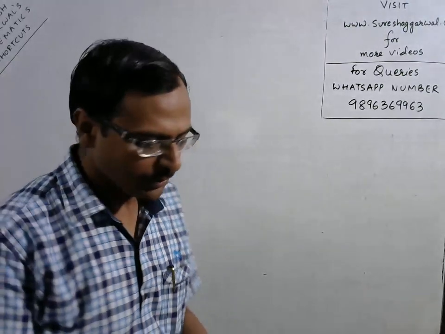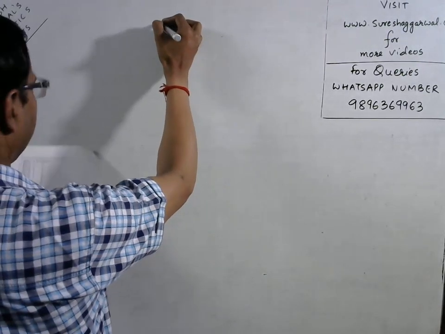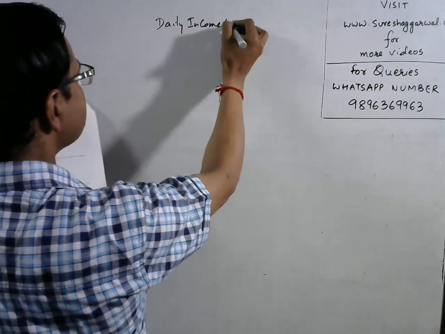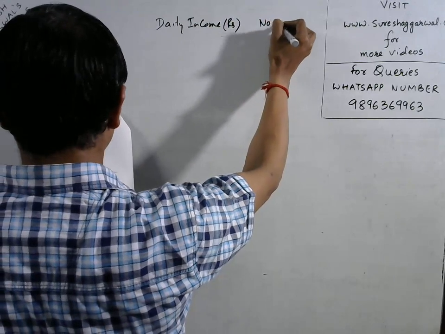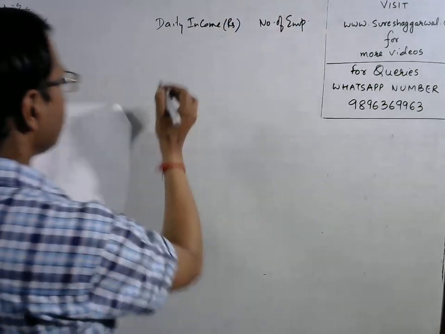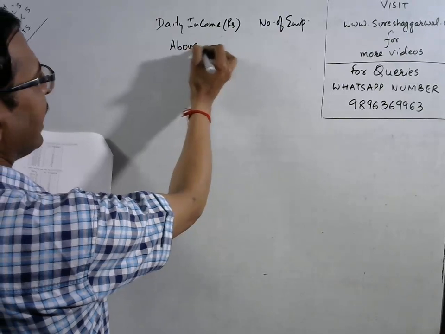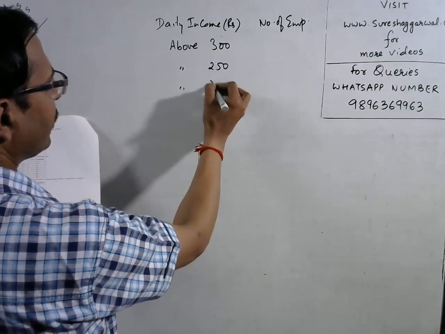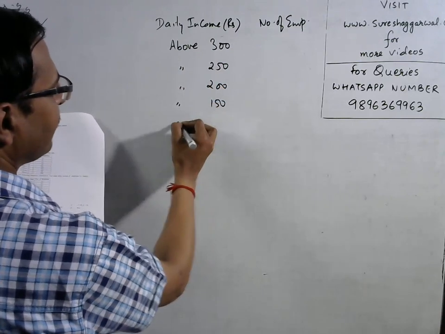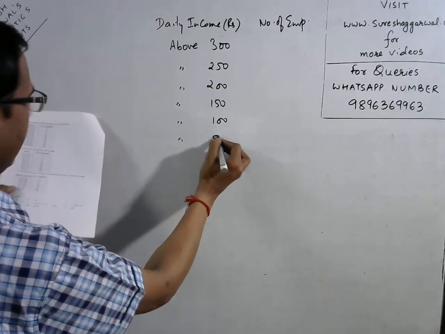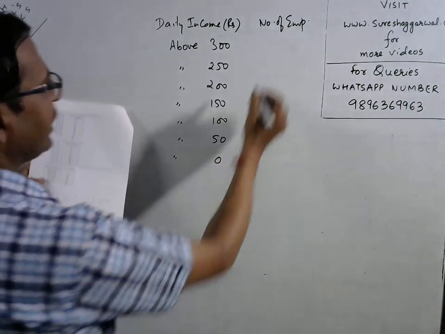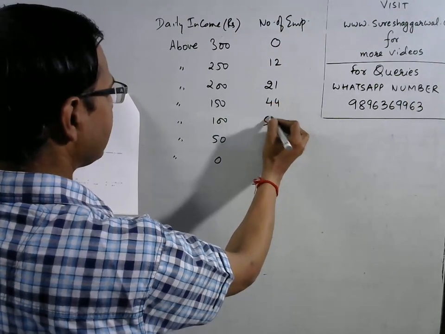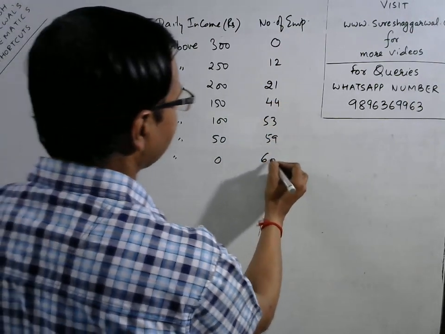So I'll have a question here also. See, again I have the daily income in rupees, and number of employees. So daily income is above. Now we are having an above type table: above 300, above 250, above 200, above 150, above 100, above 50, and above 0. So here we have the frequencies 0, 12, 21, 44, 53, 59, and 60.